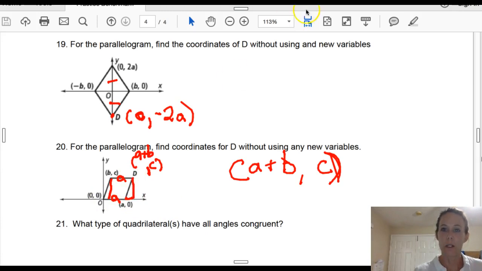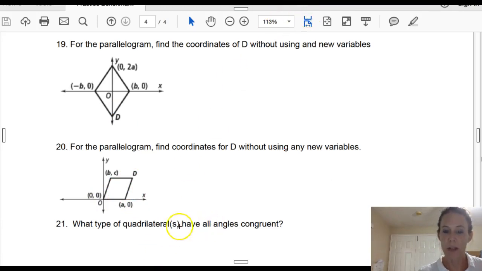All right, let's go on to 21. What type of quadrilaterals have all angles congruent? So let's name them. Quadrilaterals, 4 sides. So I know a parallelogram. Nope, not all angles congruent. The ones I do know for sure: a square does, yes. A rectangle, yes. A rhombus, no. A kite, no. A trapezoid, no. So what type of quadrilaterals? I would say a rectangle, because we know they have 4 right angles.